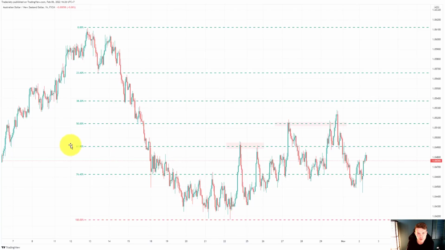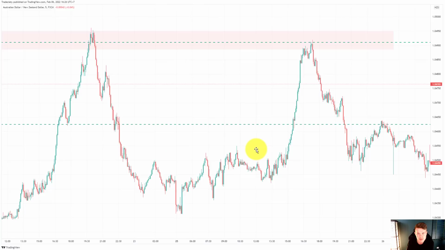And generally what you want to focus on is 61.8 or 50. Those have the highest probability of showing you a reversal. 38.2 is also still a good choice. So those three are typically the ones where you want to look for rejections or reversals.